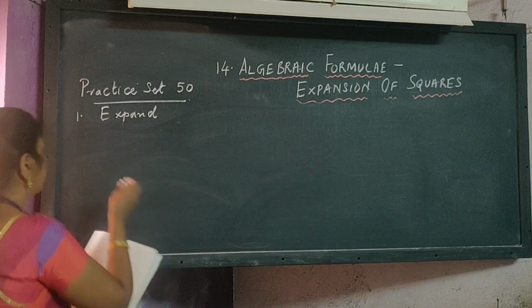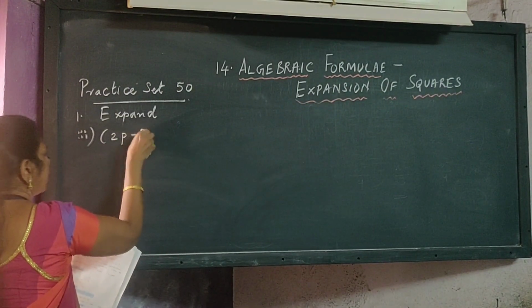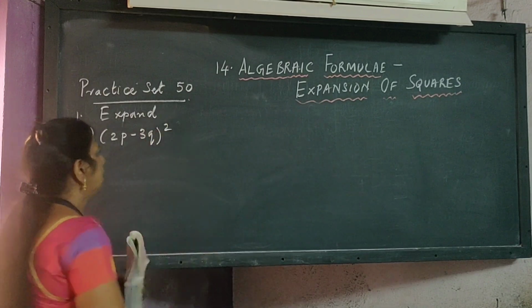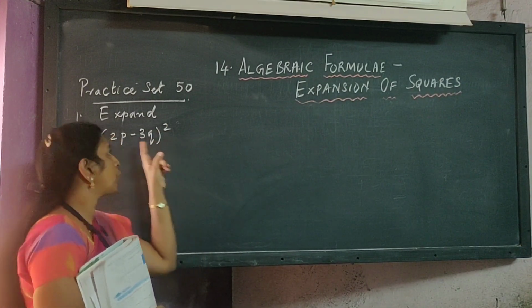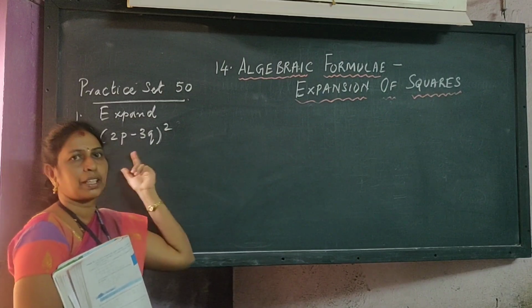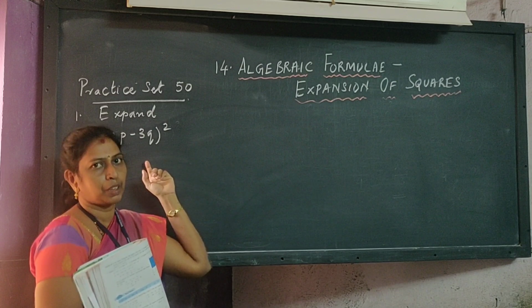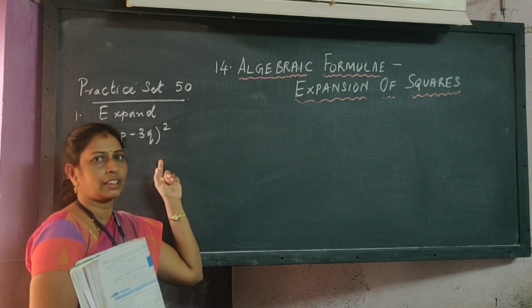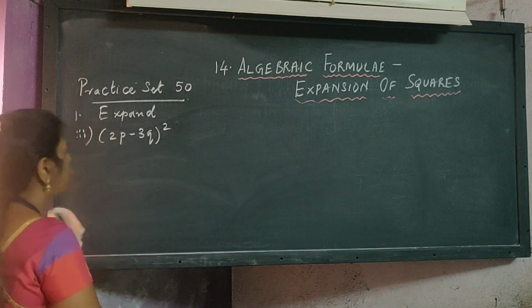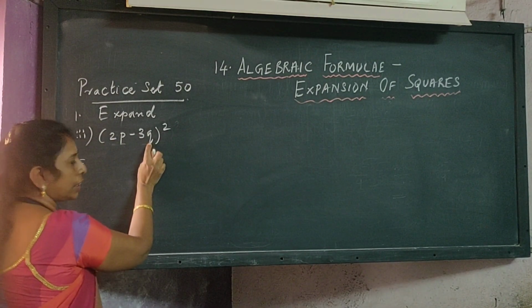Third sum, 2p minus 3q the whole square. Now this is in the form of a minus b the whole square form, because your minus is there. What is a minus b the whole square formula? A square minus 2ab plus b square, that is first term square minus 2 into first term into last term plus last term square. So here what is your first term? First term is 2p and last term we will consider as 3q.